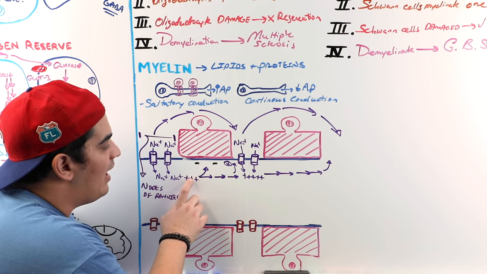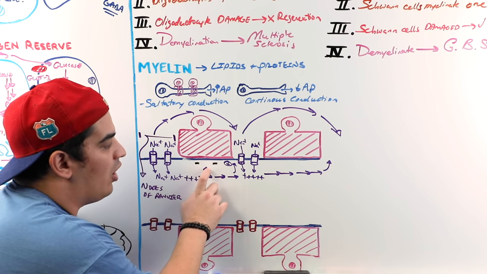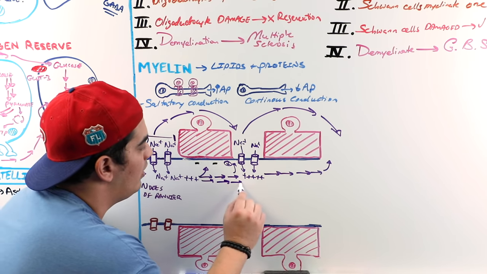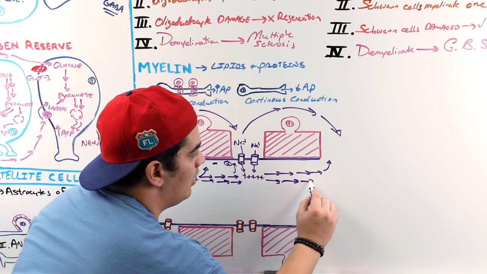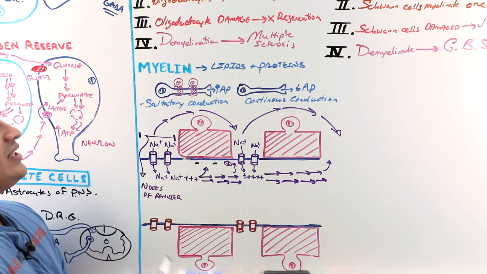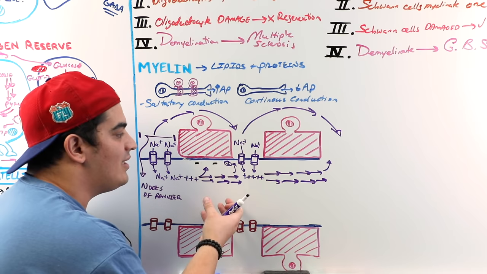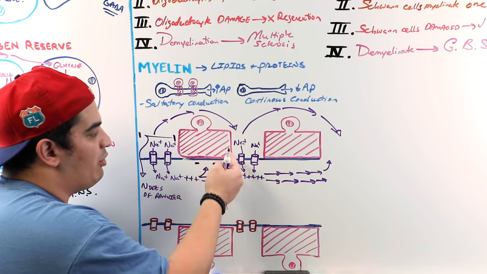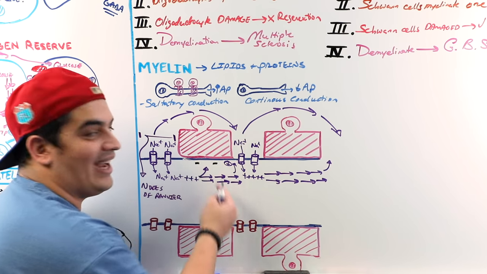Now less of these positive ions are going to want to interact with the negative charges, and most of them are going to want to now do what? Only move down the axon. Okay? So that's the reason why: it's due to membrane capacitance and membrane resistance. Basically, they have decreased permeability at the level of the myelin sheaths and less negative charges.